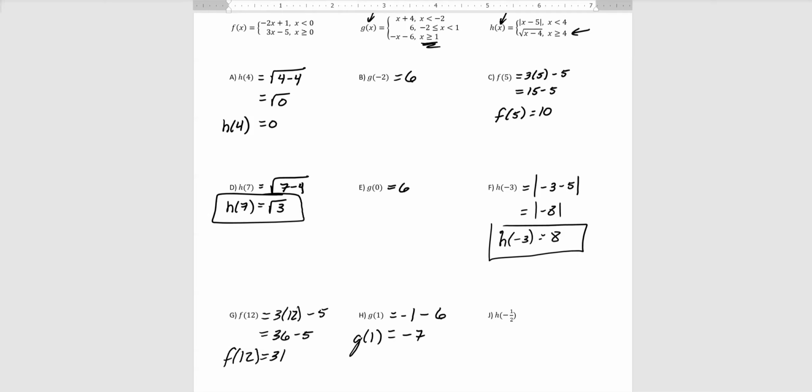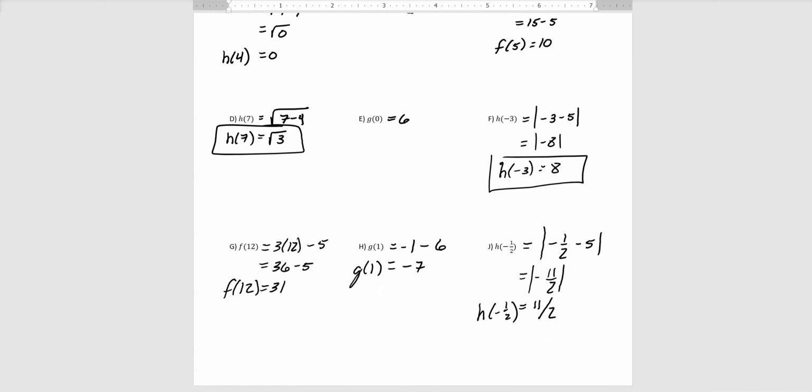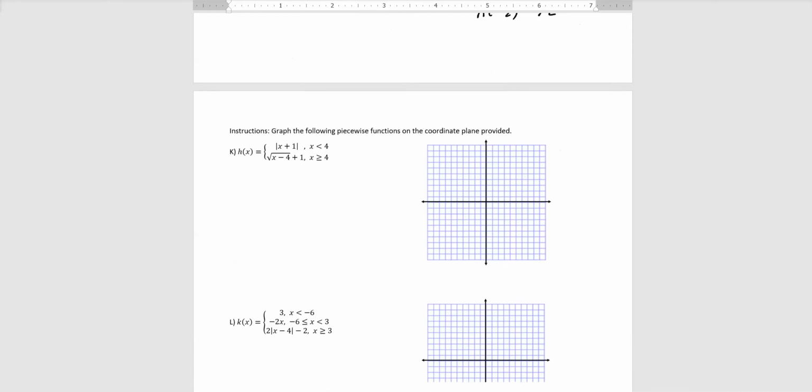All right, h of negative 1/2. Well, negative 1/2 is definitely less than 4. So I would say this is the absolute value of negative 1/2 minus 5, which would be negative 5.5 or negative 11/2. The absolute value of that is just 11 over 2. So h of negative 1/2 equals 11 over 2. Hopefully we're feeling a little more confident with evaluating piecewise functions.